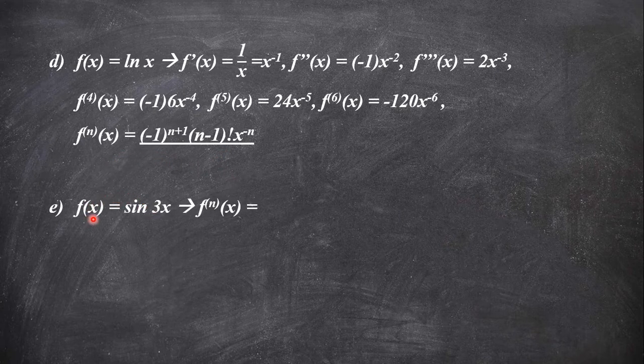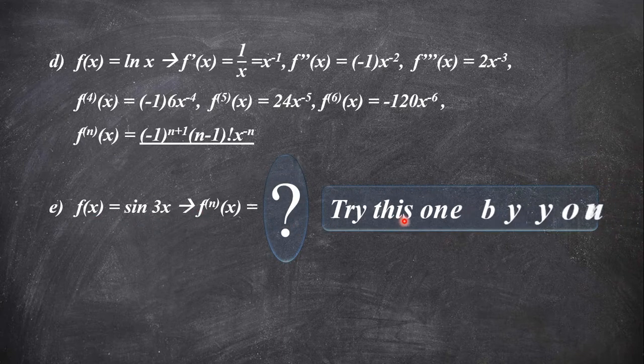f of x is equal to sin 3x. Okay, so what is the nth derivative? What will be the value? Okay, try this one by yourself. Try to find your own formula. As a hint, when sin 3x is differentiated, the first derivative of sin 3x can be found using the chain rule. The first is 3 cos 3x. Then it goes on as negative 3 times 3 sin 3x and so on. So what will be the nth order derivative of sin 3x? Please try this one by yourself.